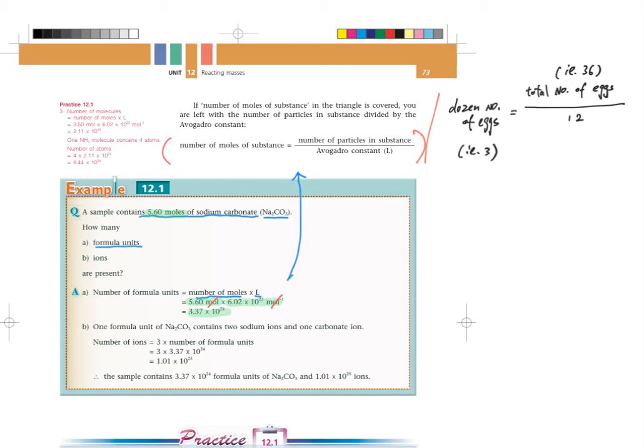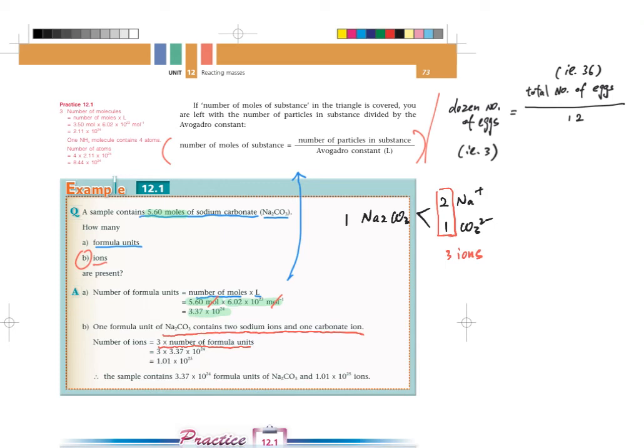And then the second part asks you about the total number of ions in sodium carbonate. We know that one sodium carbonate, that means 1 Na2CO3, contains 2 sodium ions and 1 carbonate ion. That means that totally there are 3 ions. So you can see here, 1 unit of Na2CO3 contains 2 sodium ions and 1 carbonate ion. That means that when we do the calculation, we just use 3 times the total number of formula units. Then we can find the answer.